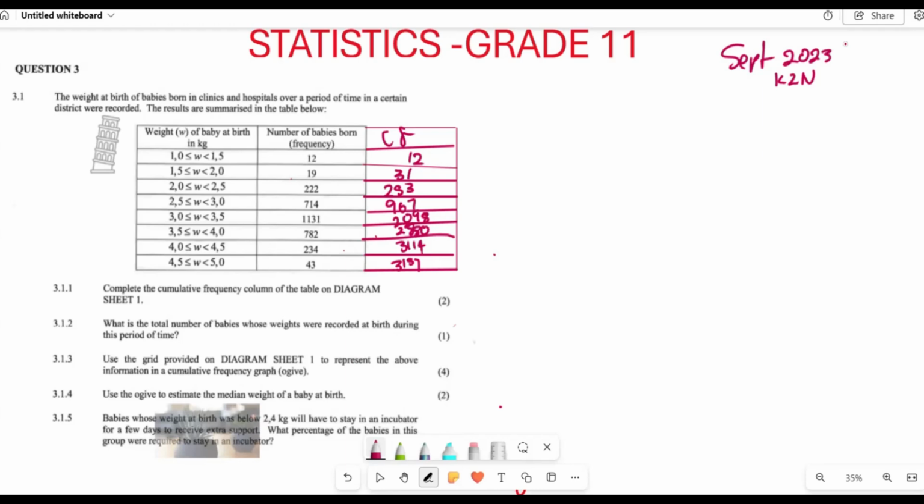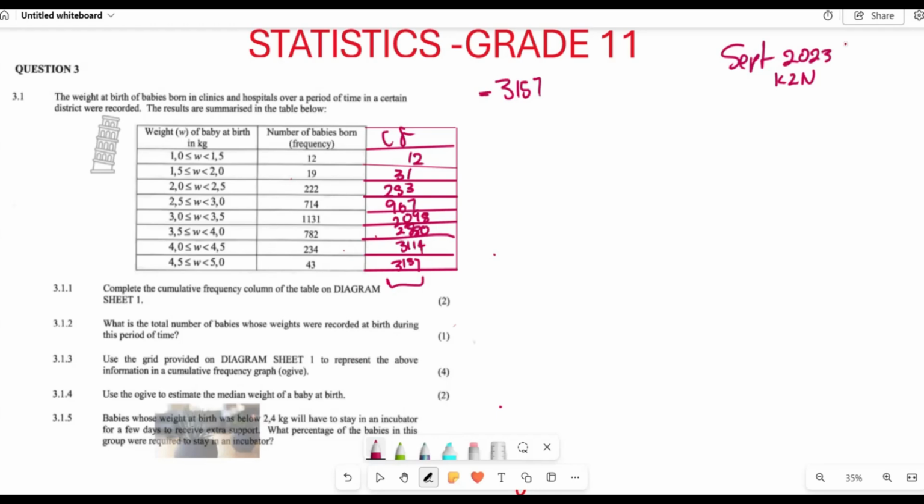Now, secondly, they are saying 3.2, what is the total number of babies whose weight was recorded at birth during this period? Here they want us to find the total, and the total is going to be the last value here, which is 3157. So this is the total number of babies that were recorded.